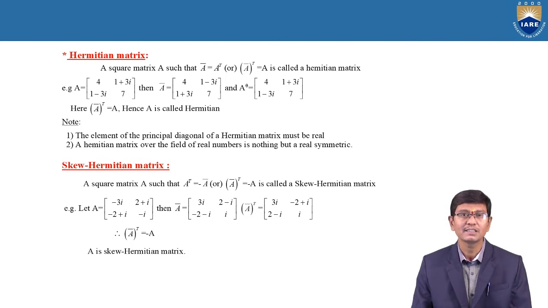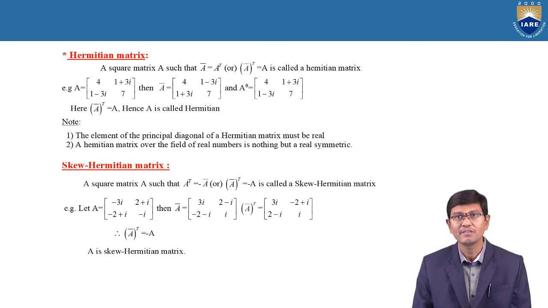Here the Hermitian matrix is based upon the conjugate transpose of a given matrix. That means A power of theta is equal to A. When we apply the conjugate transpose on the given matrix, the right side also gives the given matrix. Such a definition is called a Hermitian matrix. Therefore, A power of theta equal to A is called the conjugate Hermitian matrix.